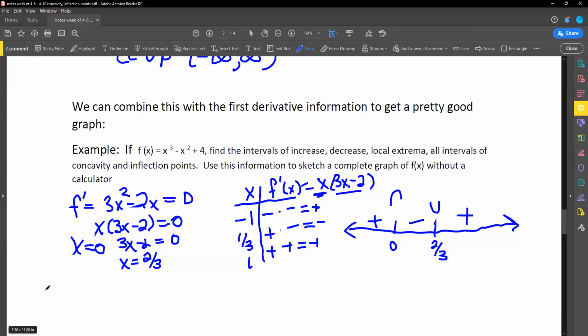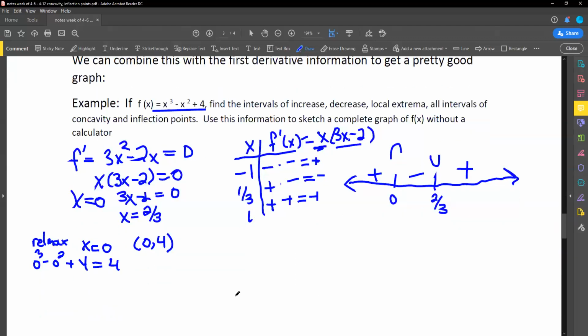All right? So I'm going to hold on to those points. So I have a relative max when x equals 0. And if I want the y coordinate, I'm going to just plug it back into here. So if I plug 0 in there, I get 0 cubed minus 0 squared plus 4. You're going to get 4 for y. So you have a relative max at (0, 4), because the derivative changes from positive to negative there. So that's my justification. And I have a relative minimum at 2/3 because the derivative changes from negative to positive.